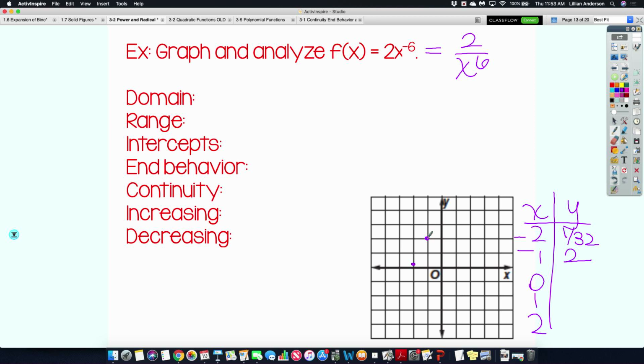If I were to plug in 0, what happens? You can't have that. So that means it's undefined at 0. What occurs at 0 is what we call an infinite discontinuity. It is a vertical asymptote. Vertical asymptotes are drawn with dotted lines. So our horizontal asymptotes, we'll get to that when we talk about fractional.